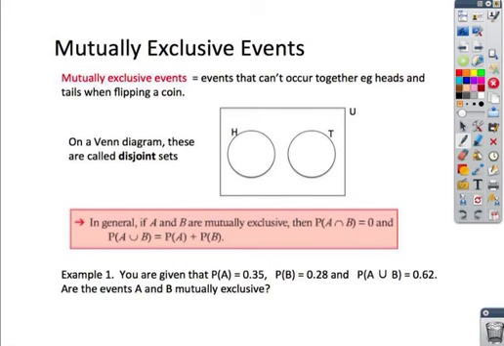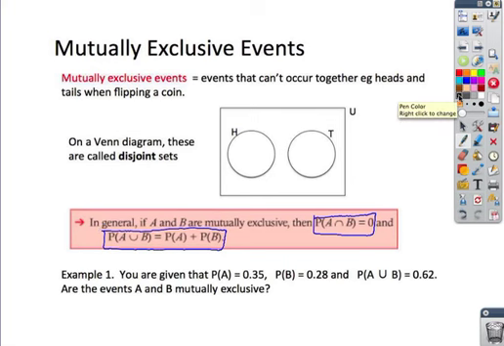As you can see too in the orange box, there's a couple of equations that address this. The first is the probability of A and B equals 0. A and B again refers to the overlap, which there is none. And the probability of A union B, which again can be read as A or B or both, is simply the probability of A plus the probability of B.